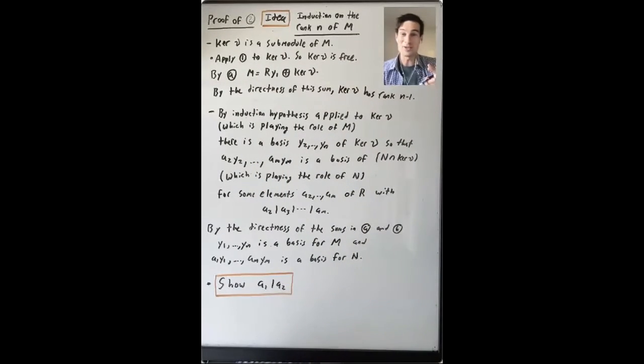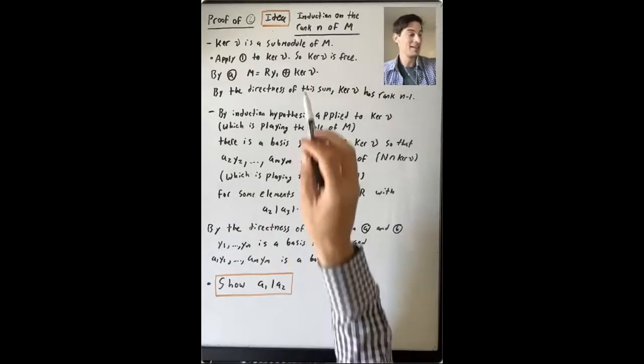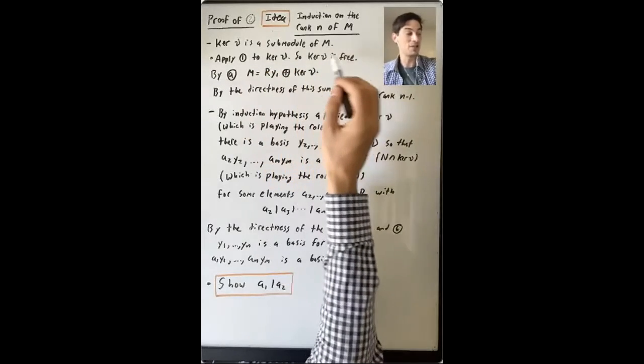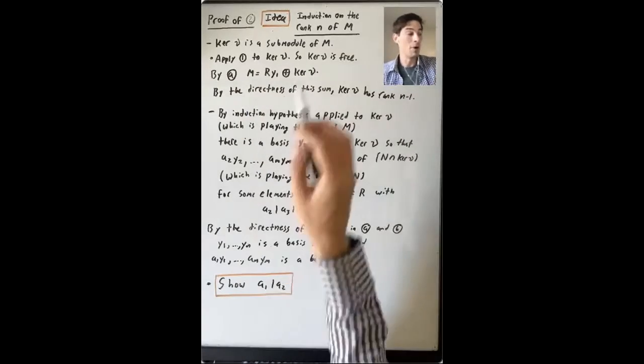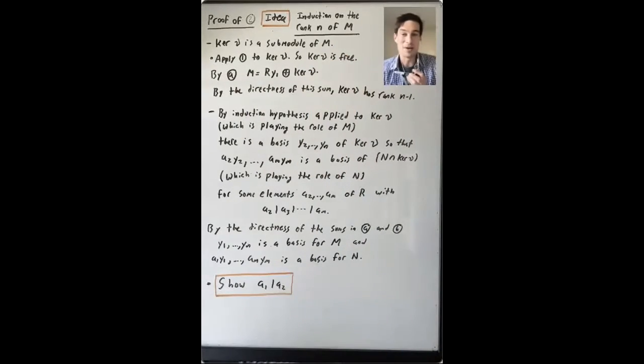So this is a submodule of this free R module of rank n, and that means that it's free. That's part of what the first part of this theorem says. It says it's free of rank at most n. But what is the rank?